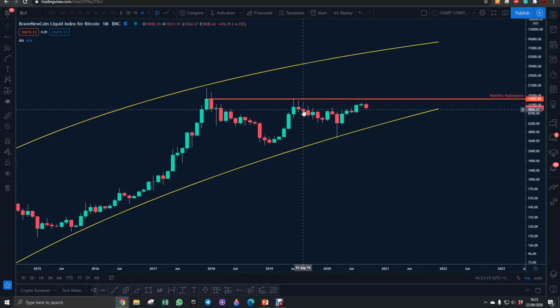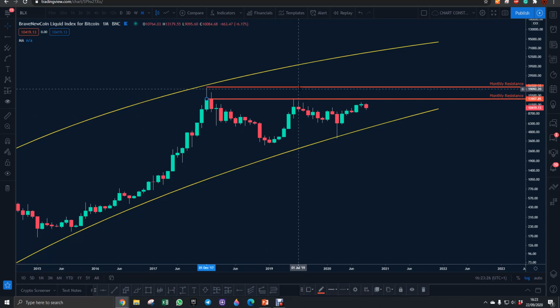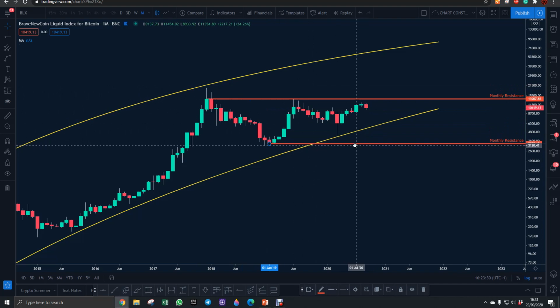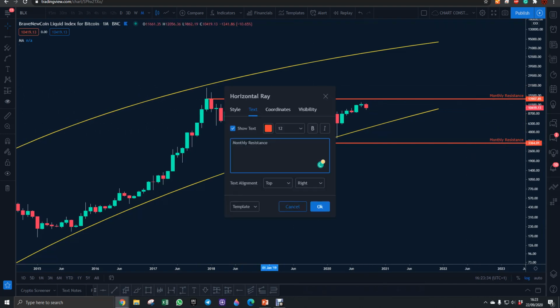And what else can we say is important on this chart? Well, clearly the bottom of this range is also an important thing here. So we can just copy and paste and bring this down to these candles down here. So what we would say here is this is like monthly support.